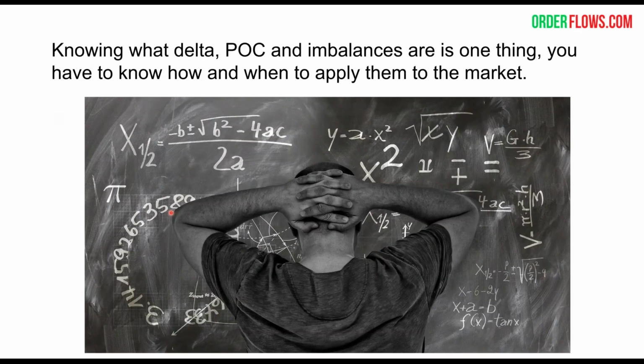But knowing what the delta, point of control, and imbalances are is one thing. You have to know how and when to apply them to the market. It reminds me of back in high school, in algebra class, our trigonometry class, when we're sitting there thinking, when am I ever going to use this information? And it's the same with these little pieces of information like delta, point of control, and imbalances. We know what they are, but a lot of traders just don't know how to put the pieces together.